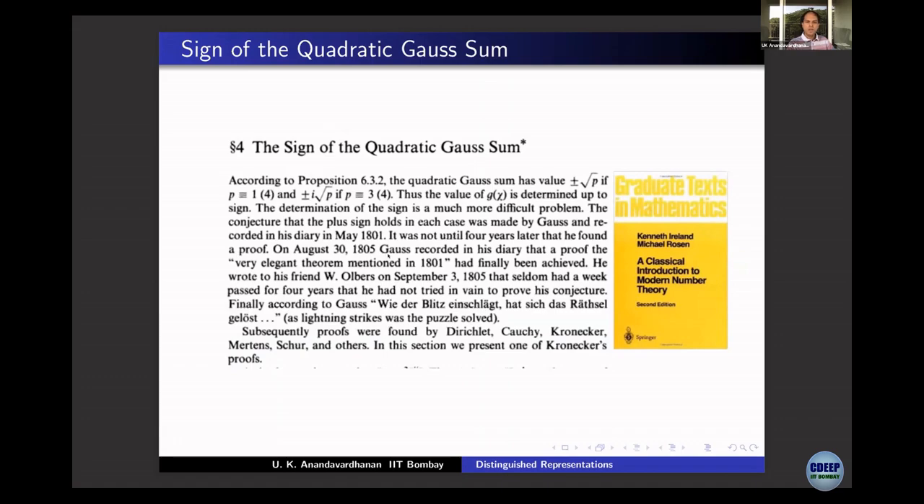But he remarked that he could prove the very elegant theorem mentioned in 1801, and one of his friends apparently wrote that seldom had a week passed for 4 years that he had not tried in vain to prove this conjecture. And here is something in German which is translated as lightning strikes. Finally, in 1805, as lightning strikes was the puzzle solved. Now there are so many proofs. I mean, it's an elementary result.